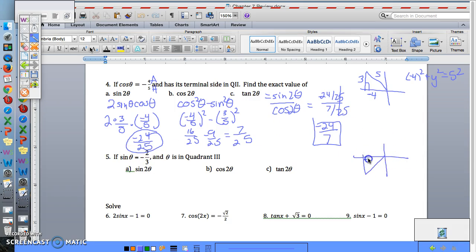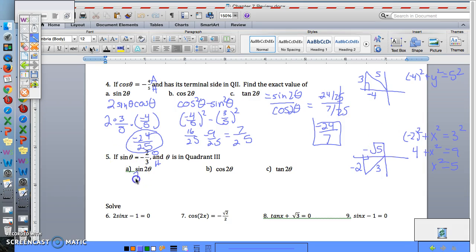So here's quadrant 3 and sine is opposite over hypotenuse. So 2 and 3, this would have to be negative. And then that Pythagorean theorem, negative 2 squared plus x squared equals 3 squared. So 4 plus x squared equals 9. So if x squared equals 5, this would be root 5, and it would have to be negative.